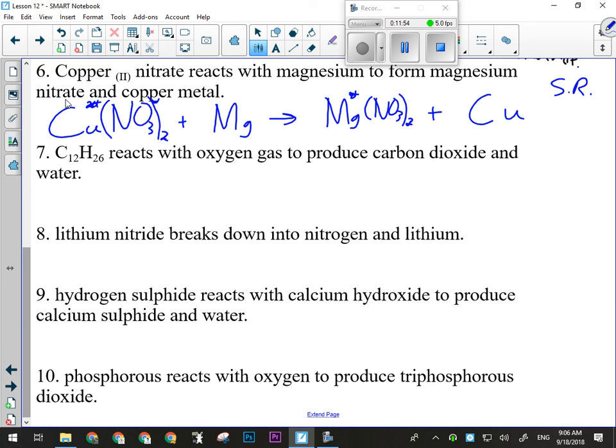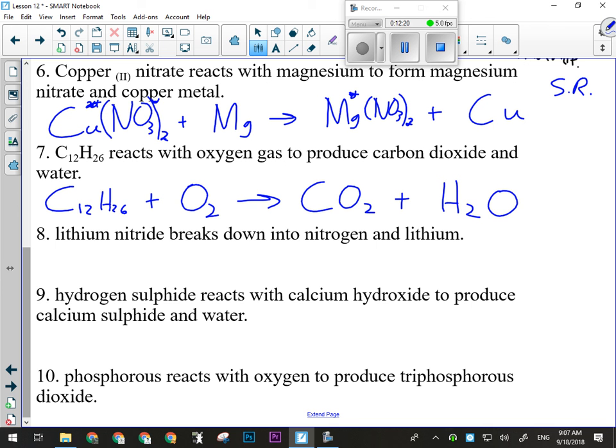Okay. Number 7, okay? I don't even know what the name of this stuff is. We're going to call it fuel. But we're just going to write C12H26 here because that's all we have to do. C12H26 is our fuel, right? And we are reacting that with oxygen gas, right, to produce carbon dioxide and water. All right, obviously it's a combustion reaction. And now we need to balance.